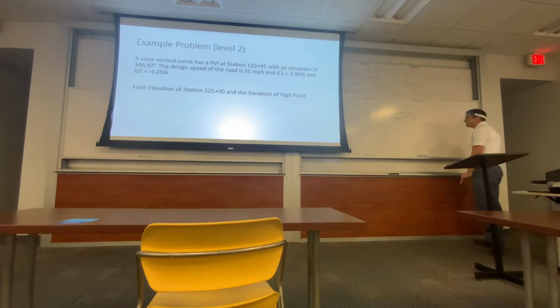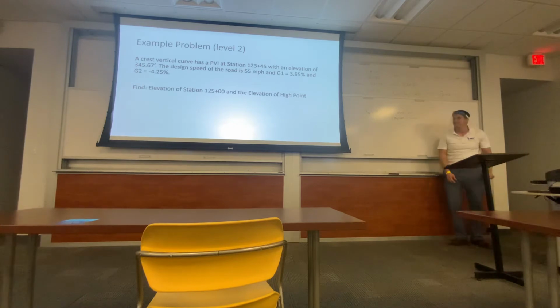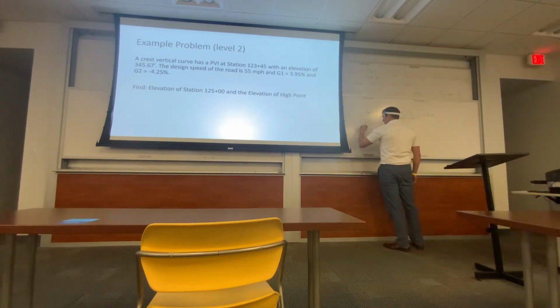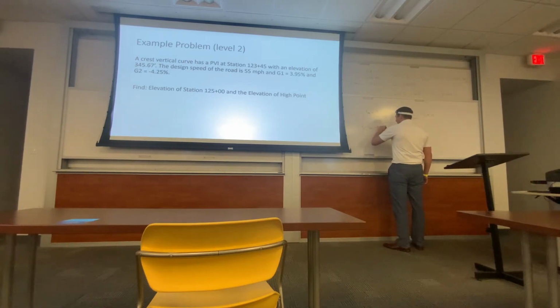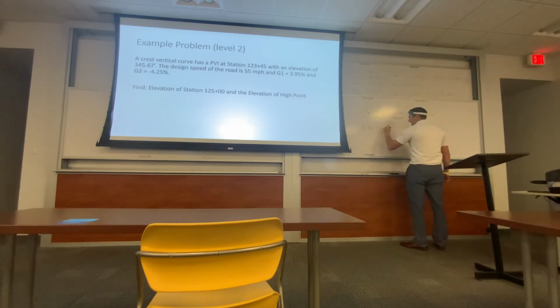What do we got? 515.4. 515. 0.43. Okay. And then, of course, the y to the low equals the y of PVC plus G1 x low. Sorry, I'm talking about a high point. G1 x high plus G2 minus G1 x high squared over 2L.